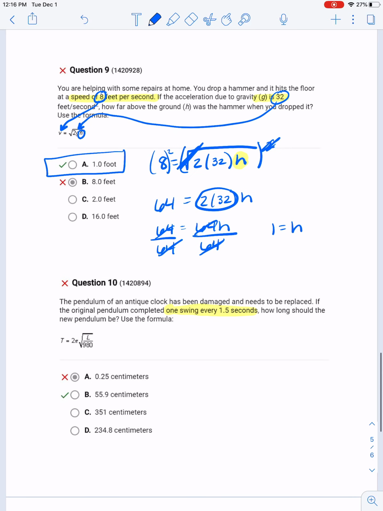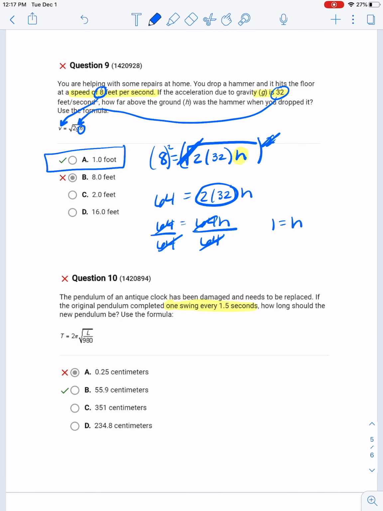All right, last one here. And we kind of did one like this earlier with a pendulum with our swing, okay? So the pendulum of an antique clock has been damaged and needs to be replaced. If the original pendulum completed one swing every 1.5 seconds, that's the amount of time, t, how long should the new pendulum be? Okay, so I want to find the length. Okay, so 1.5 equals 2 pi, and then square root of, I already plugged in 1.5. I'm looking for L over 980.